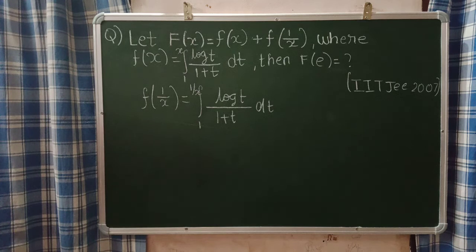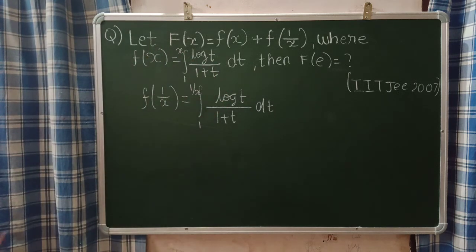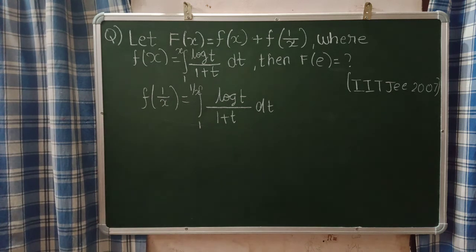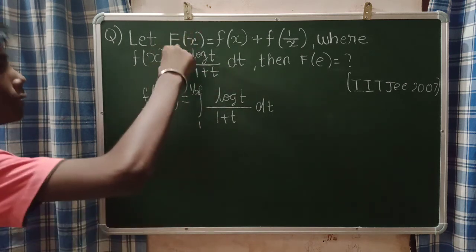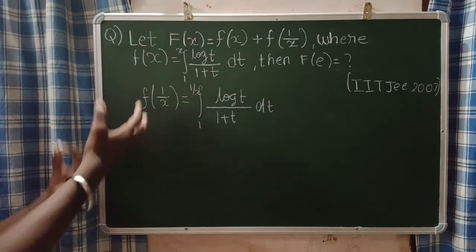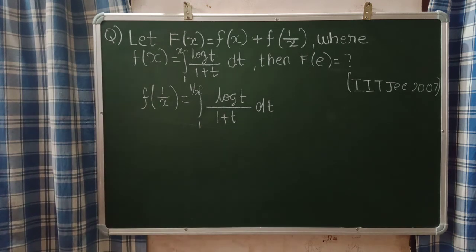Because we know that f of x is this integral, the value of f of 1 by x will be nothing but just put x as 1 by x. When I put it like that, only the upper limit changes, because only in the upper limit am I having x, so the upper limit will change to 1 by x. This is f of x and this is f of 1 by x.